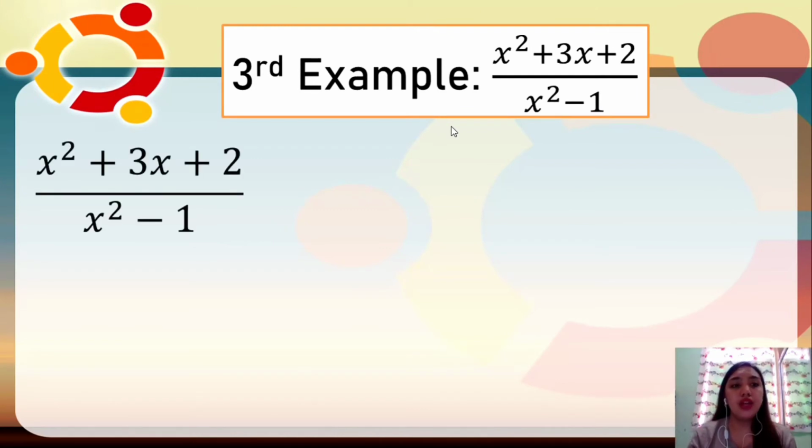So, you were given x squared plus 3x plus 2 over x squared minus 2. So, kung iisipin natin yung numerator, ma-factor natin yan through the use of quadratic equation. Kasi, bakit siya quadratic equation? Kasi, ang highest exponent ng variable is 2.